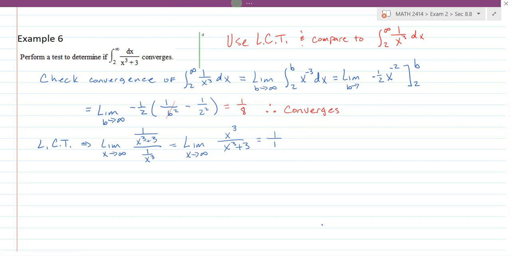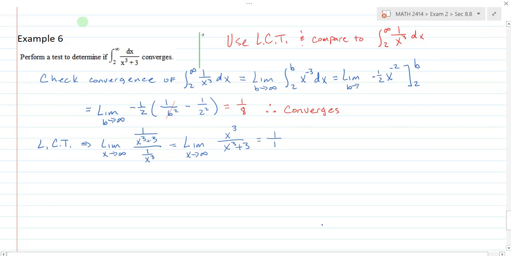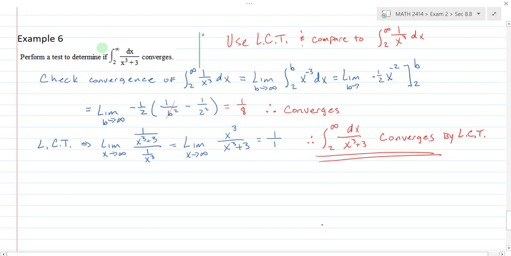So according to the limit comparison test, that means that both functions are going to do the same thing. Since what we compared this to converges, that means that our integral converges as well. And we would say that it converges by the limit comparison test when we compared it to this convergent integral. On a test, you can't just look at this and say converges by the limit comparison test. You've got to show all these steps.